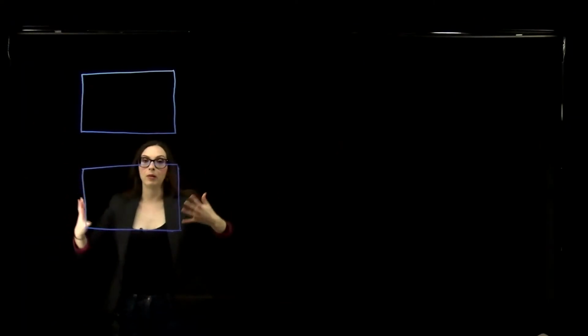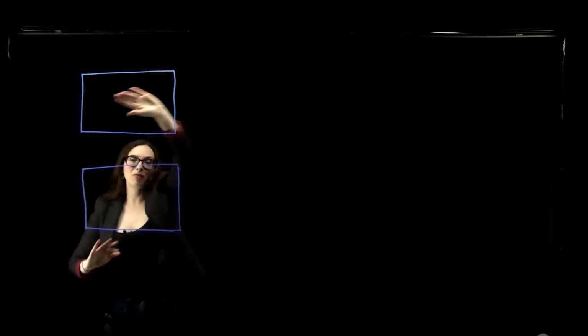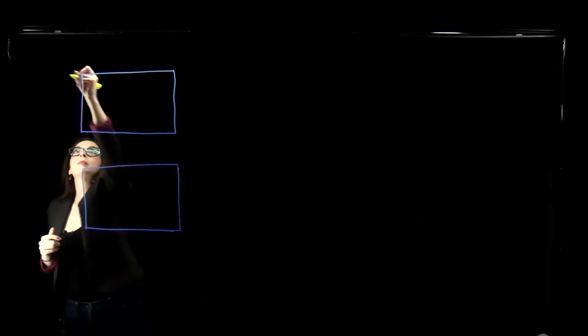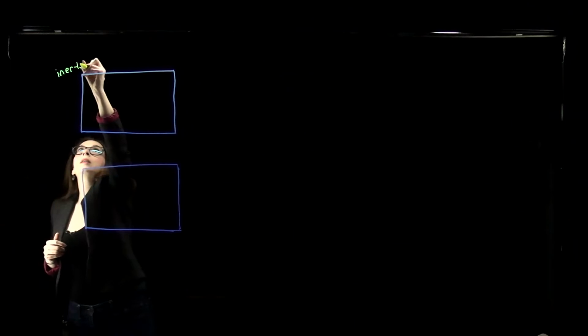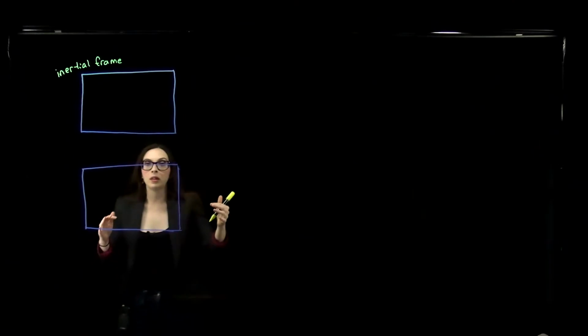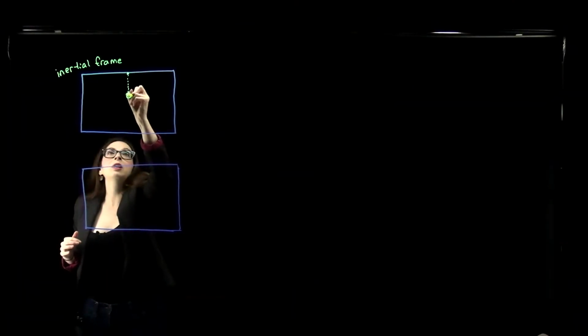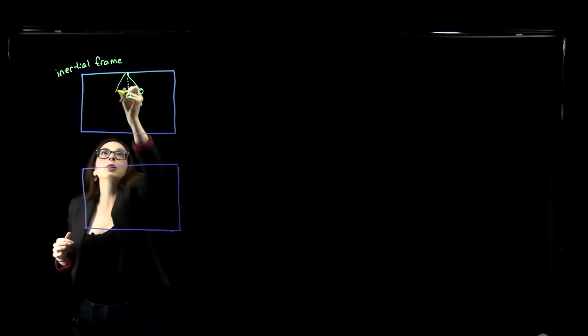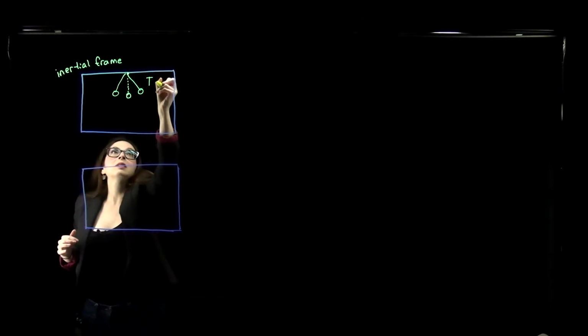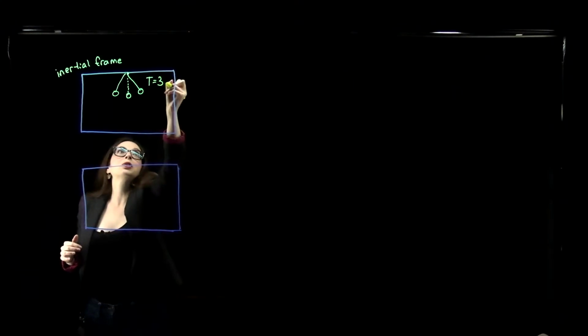When I think about these problems, I draw two little rooms. My first room up here is my inertial frame. This frame of reference is moving with my pendulum. So in this room, my pendulum is hanging and swinging back and forth like this. And we said that the period of the pendulum in this frame is 3 seconds.